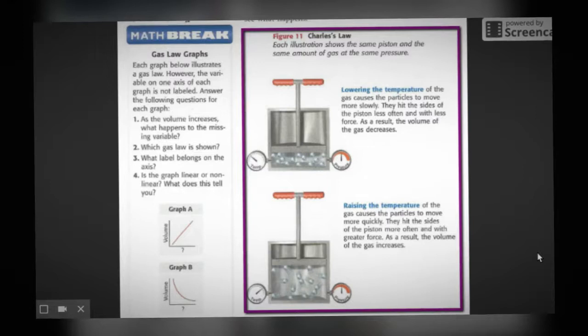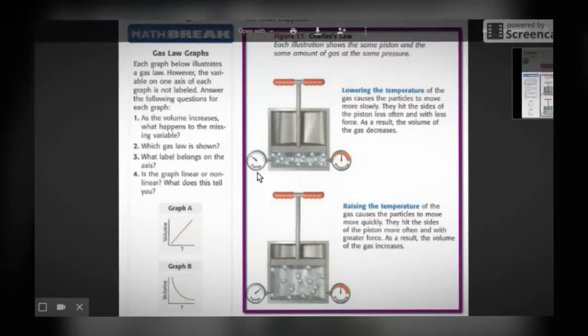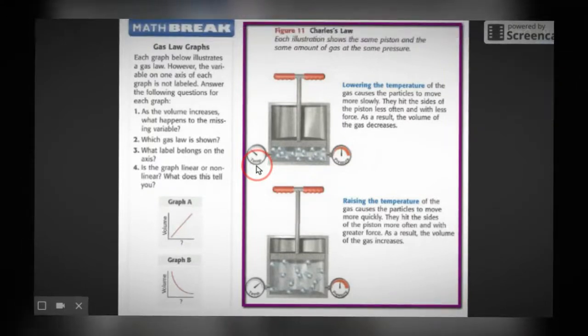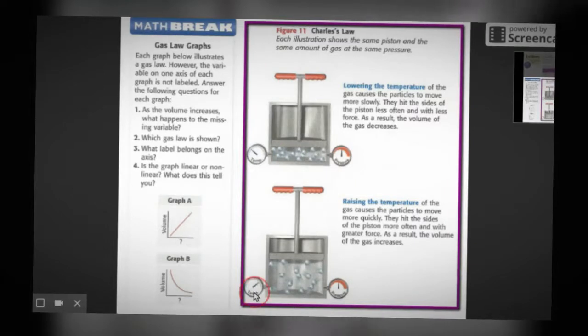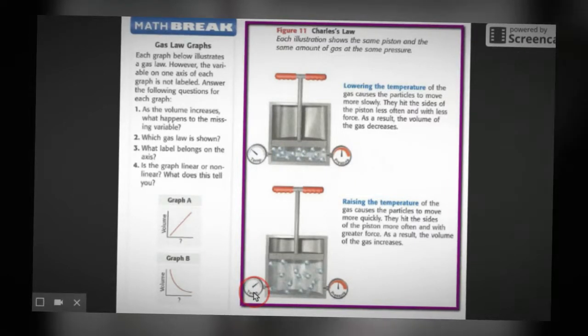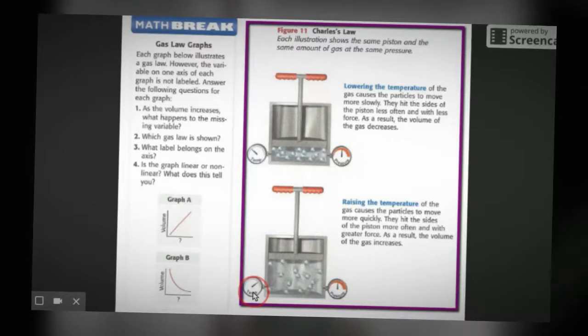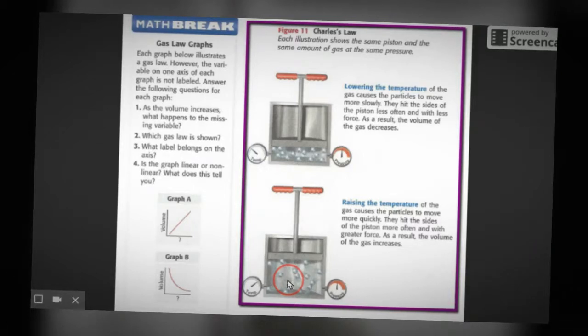Figure 11, Charles' law. Each illustration shows the same piston and the same amount of gas at the same pressure. Lowering the temperature of the gas causes the particles to move more slowly. They hit the sides of the piston less often and with less force. As a result, the volume of the gas decreases. Raising the temperature of the gas causes the particles to move more quickly. They hit the sides of the piston more often and with greater force. As a result, the volume of the gas increases.